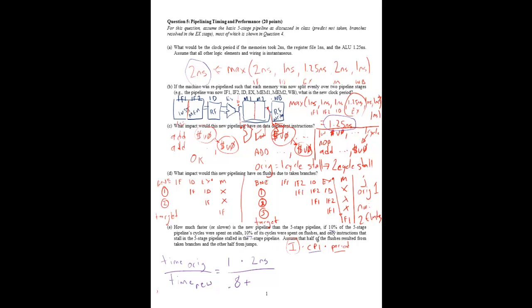Well, if the only instructions that stall on the 7-stage pipeline were the ones that already stalled on the 5-stage pipeline, that's this case here, in which case we're going to double the stall time. So we know that was 10% of the time, so we can say that that component of the CPI has been doubled. So 2 times 0.1.